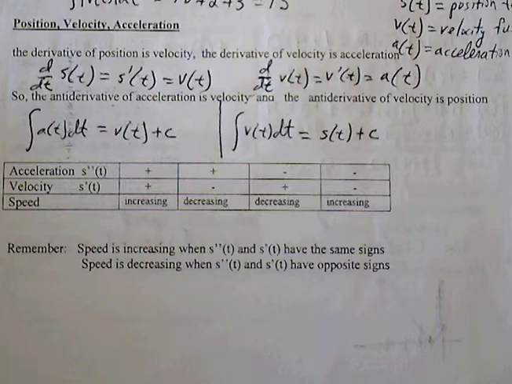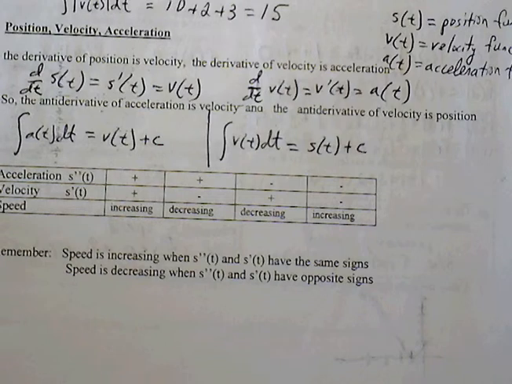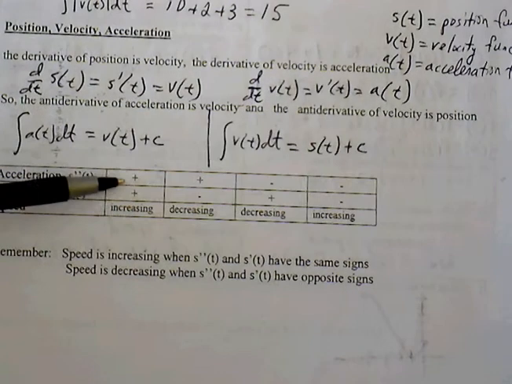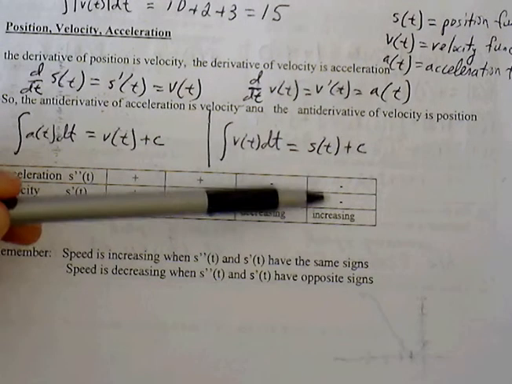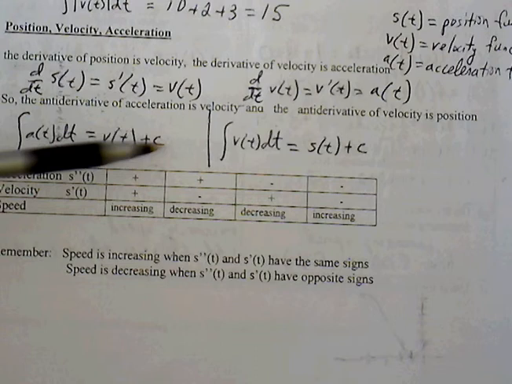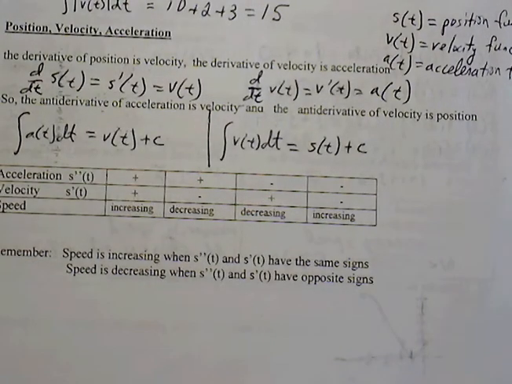Going back to what we learned from first semester, we can determine increasing and decreasing speed by comparing the signs of velocity and acceleration. As long as acceleration and velocity have the same signs, we know that speed will be increasing. As long as acceleration and velocity have opposite signs, then speed will be decreasing.